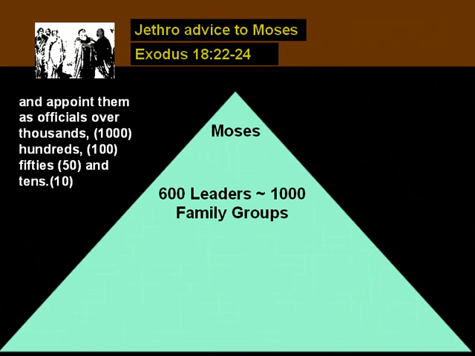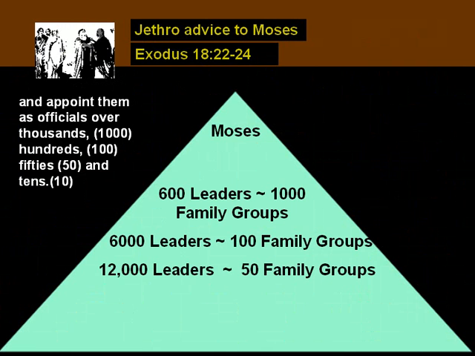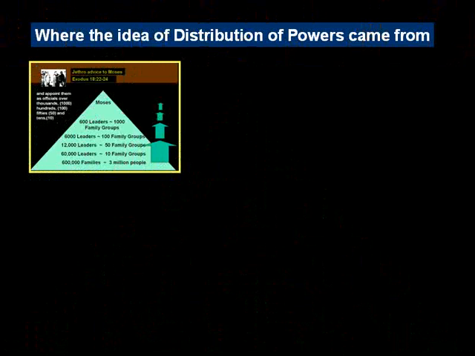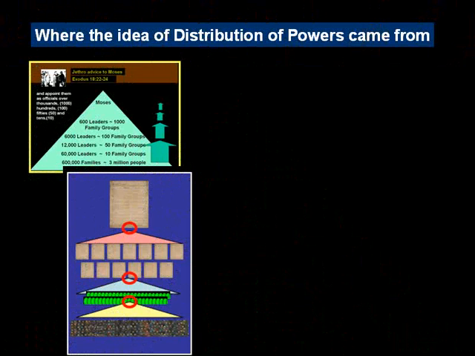Select 600 leaders that would be over 1,000 family groups, then 6,000 leaders over 100 family groups, 12,000 leaders over 50 family groups, 60,000 leaders over 10 family groups, and then you'd have 600,000 families, 3 million people, all practicing self-government. With this framework, all the self-government would take place at a family level, and most of the government would take place at a local level, with very limited amount of power yielded upward. So the Hebrew Republic was a model for our American constitutional system.